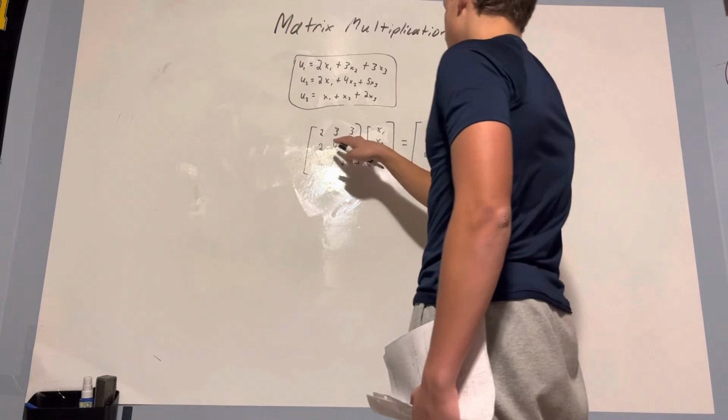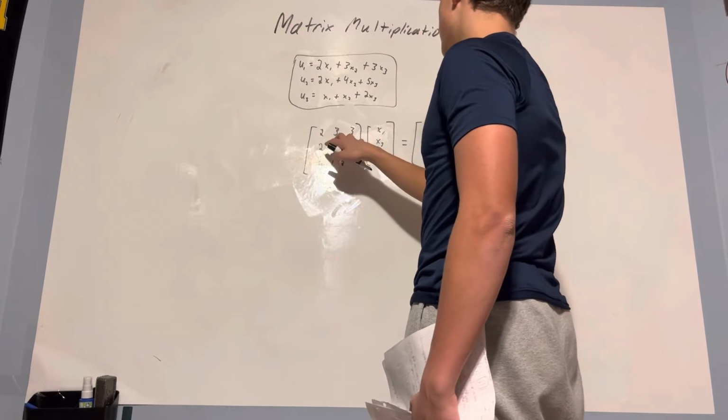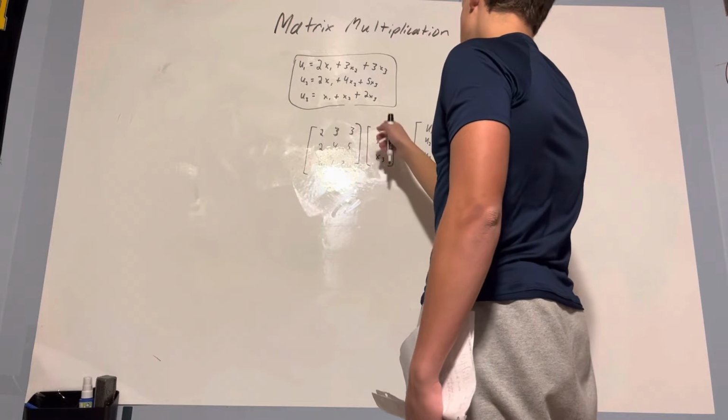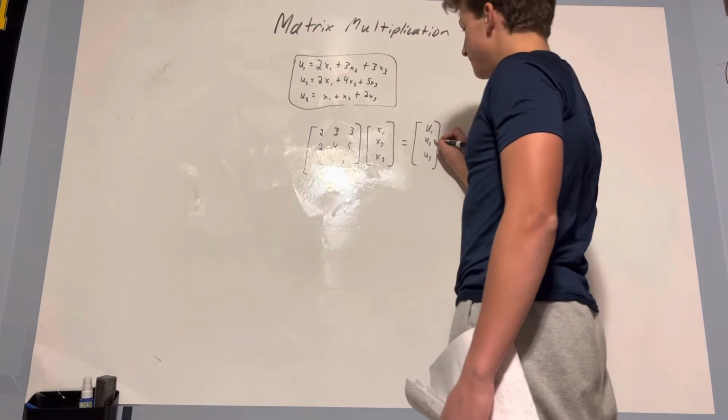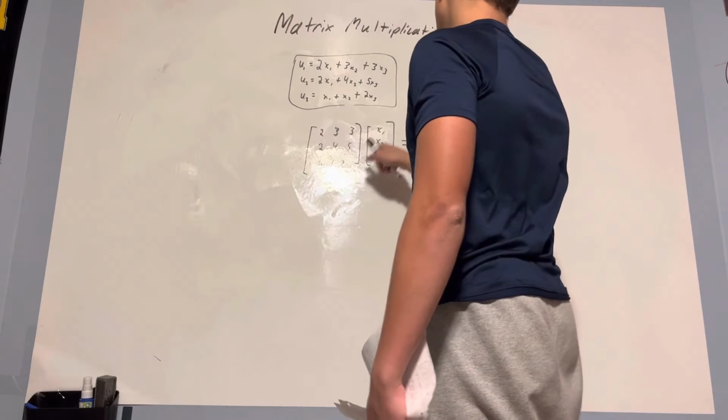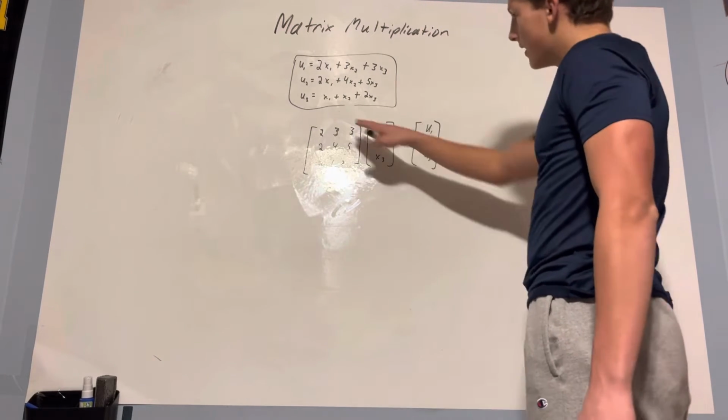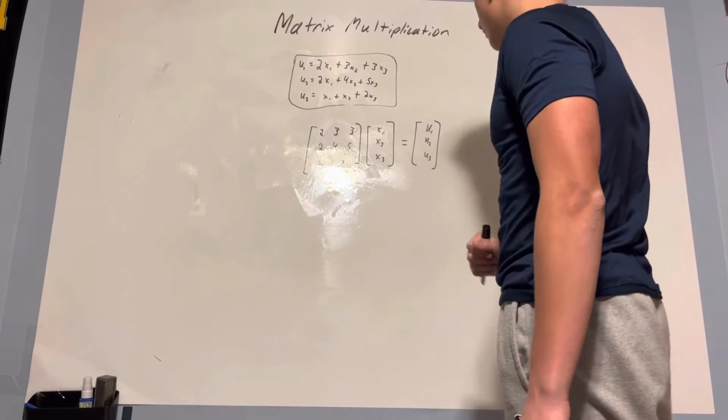And then you're going to do the same with the second row. So we're going to have 2, 4, 5, the dot product of that with x1, x2, x3. You can see that's exactly what we have up here defined as u2. And the same thing with 1, 1, 2, and x1, x2, x3. That is what we have defined as u3.